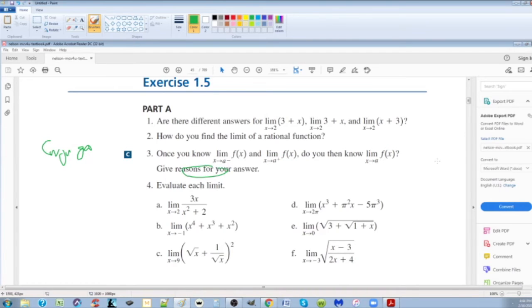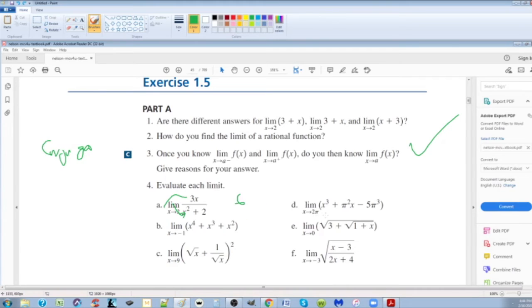You know whether it exists or not. And if they don't, they're either going to give you the limit or that it does not exist. So yes, evaluate each limit. So here you just substitute, right? Because you can. So you get 6 over 6, 1.